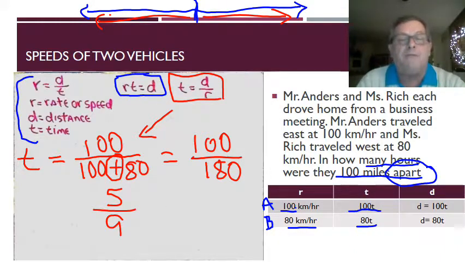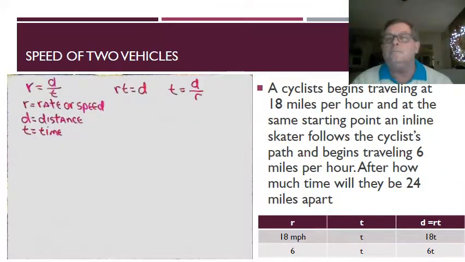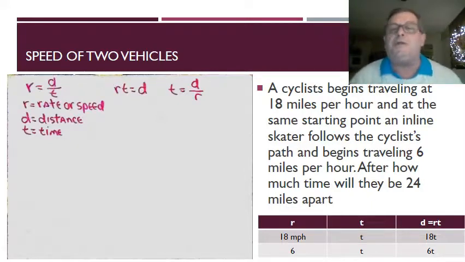So in 5/9 of an hour, they will be 100 miles apart. Now let's take a look at one more. Speed of two vehicles. And so in this problem, we got a cyclist begins traveling at 18 miles per hour.